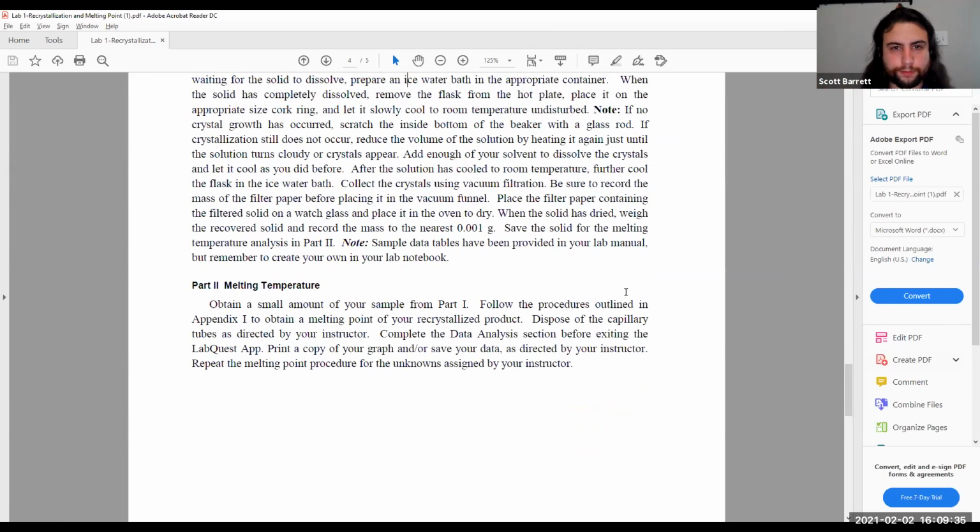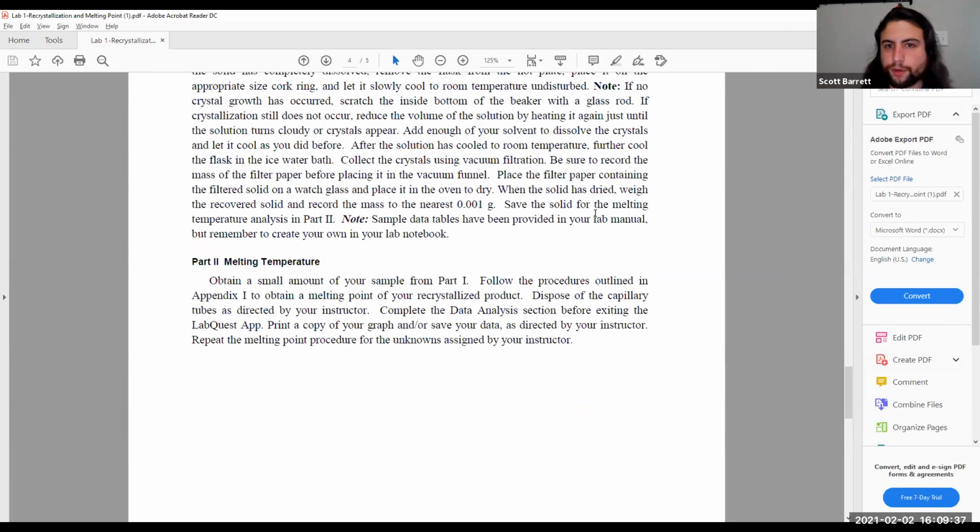Going forward, then you would save the solid for the melting temperature analysis.